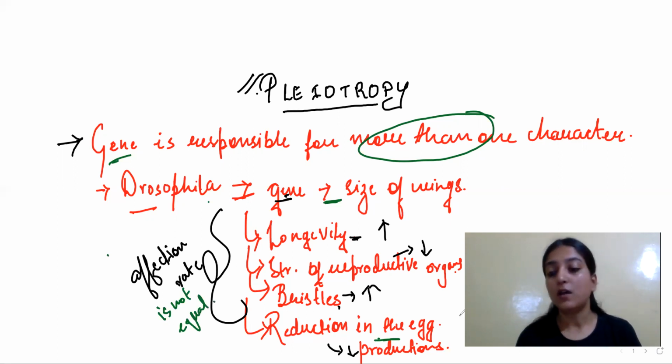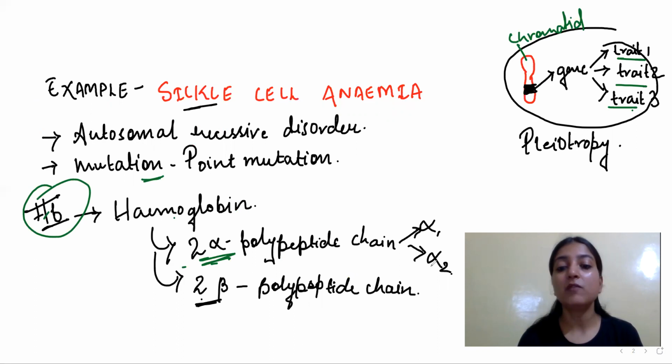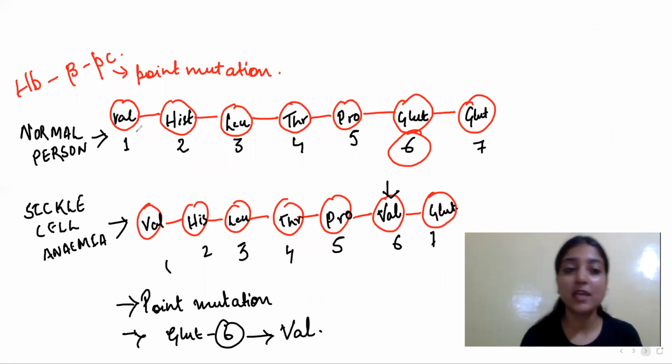Right? Now we have taken the second example, sickle cell anemia, which is an autosomal recessive disorder, and it occurs due to point mutation. Now we already know the hemoglobin structure. Hemoglobin has two types of polypeptide chains: two alpha polypeptide chains, alpha 1 and alpha 2, and two beta polypeptide chains, beta 1 and beta 2. In any one of the beta polypeptide chains, point mutation is shown.